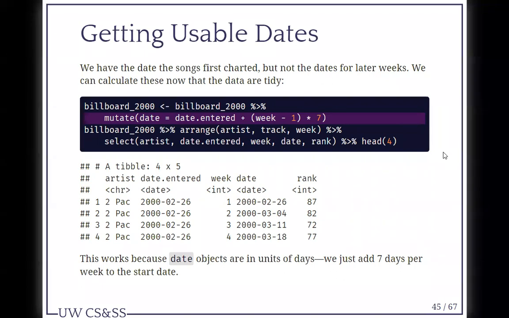Yes, so what's going on here is that things that are dates, we can actually increment using numbers. So here we've taken the date it entered and then added the week minus 1, multiplied by 7. And we will get the correct amount of incremented weeks for the track.